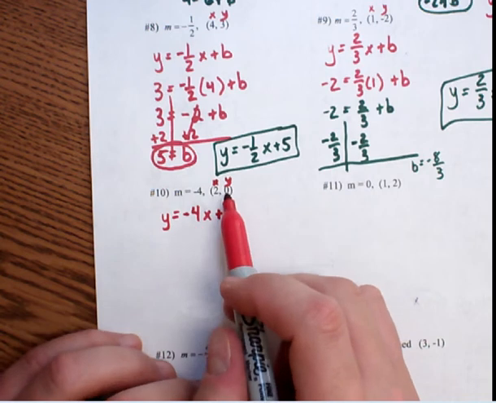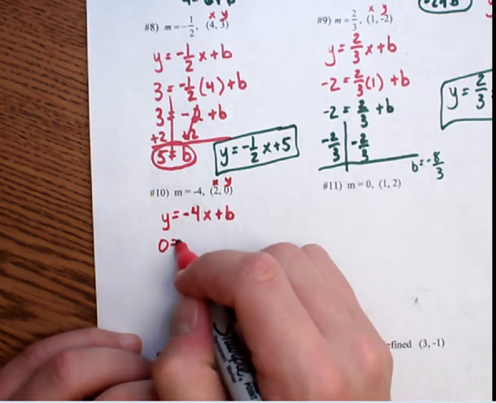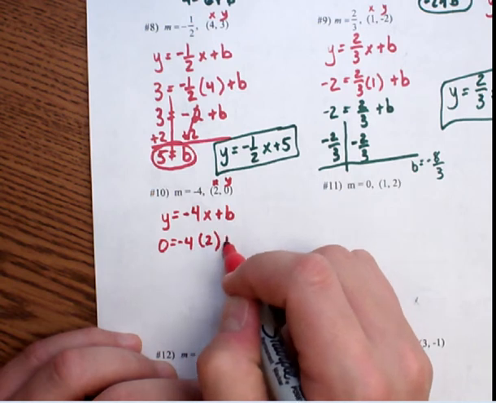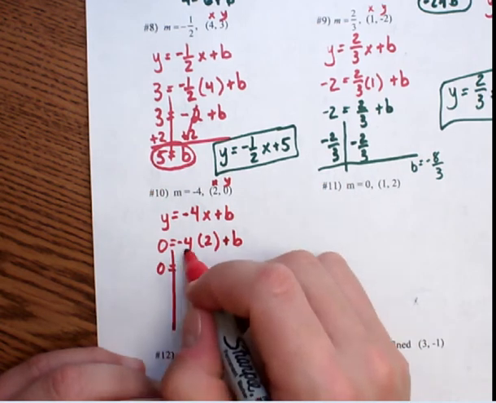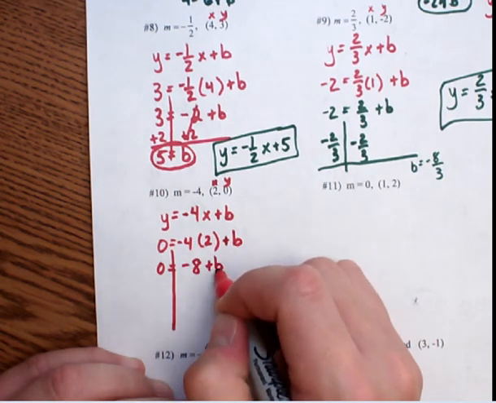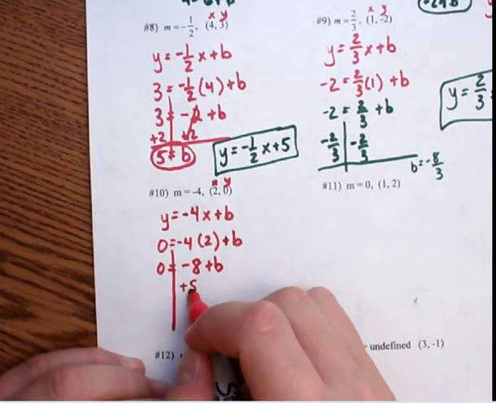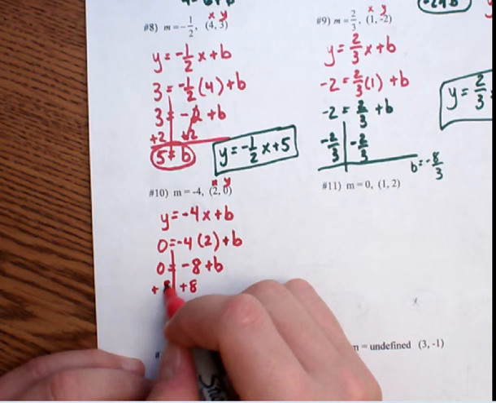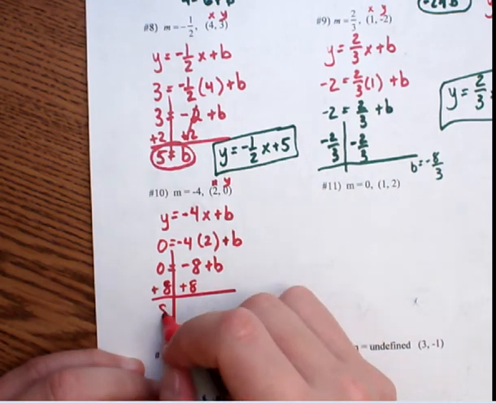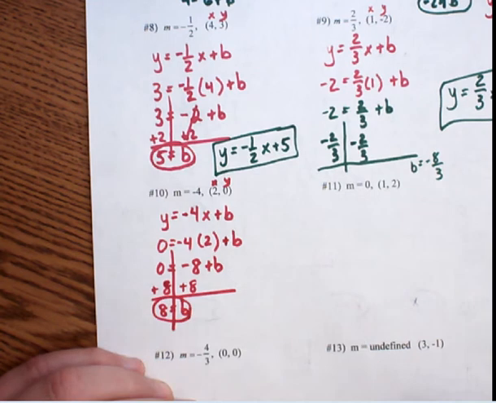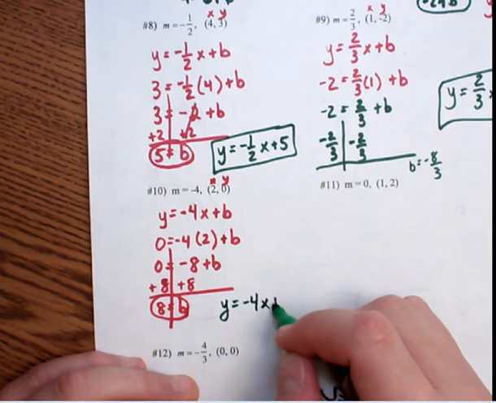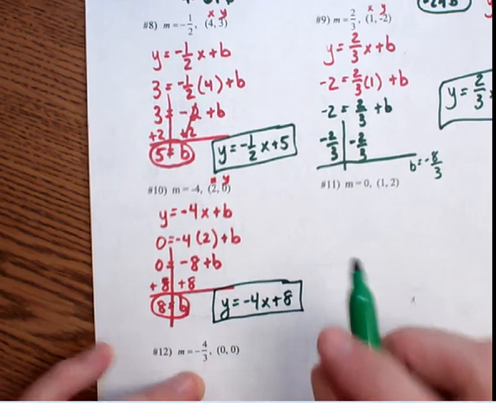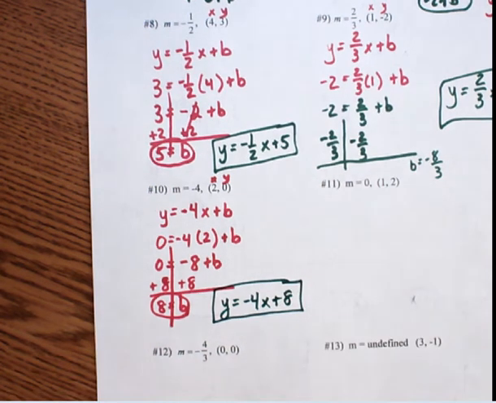So that means we're allowed to substitute 0 for y, 2 for x, and then plus b. Now you have to be careful here when you solve this. You get 0 equals, this is negative 8 plus b. To move the constant, let's go plus 8 plus 8. So we get 8 equals b. Last step is to write the final answer. The answer is y equals negative 4x plus 8. That's a good equation, y equals mx plus b. You need the slope, you need the y-intercept.